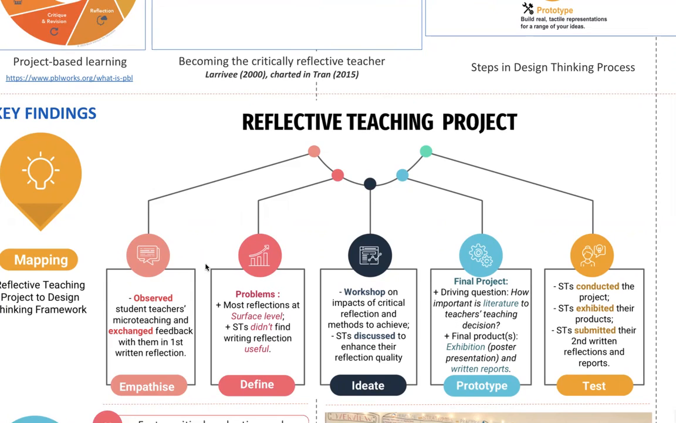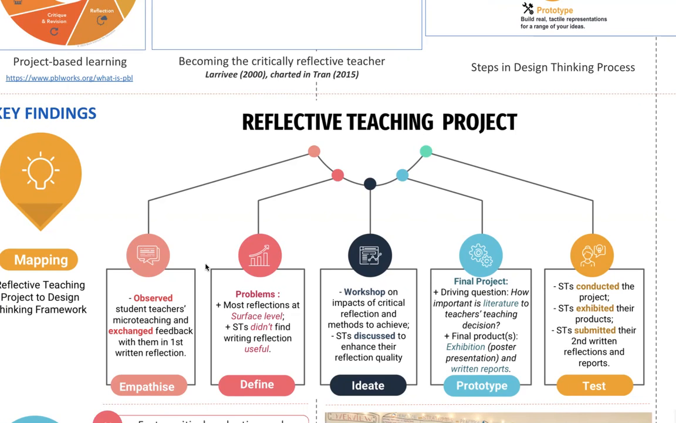involved, firstly, most of the reflections at this stage were at surface level reflection only, and my student teachers didn't find writing reflection useful to them. In other words, they didn't see anything interesting and meaningful in writing these kinds of reflection.